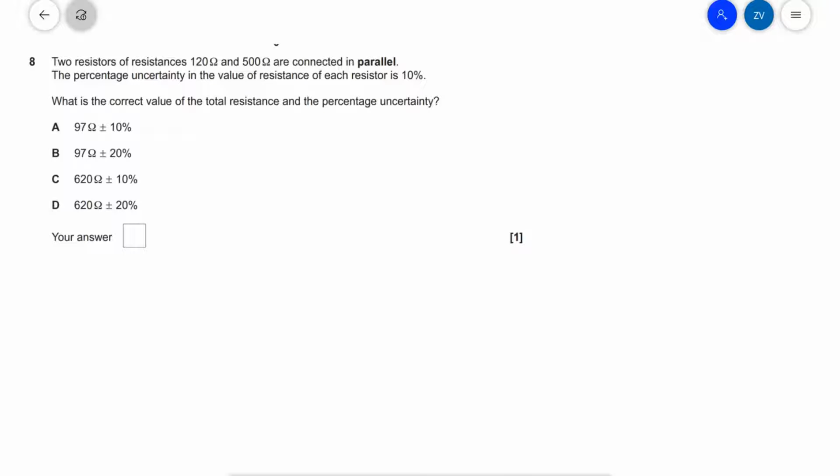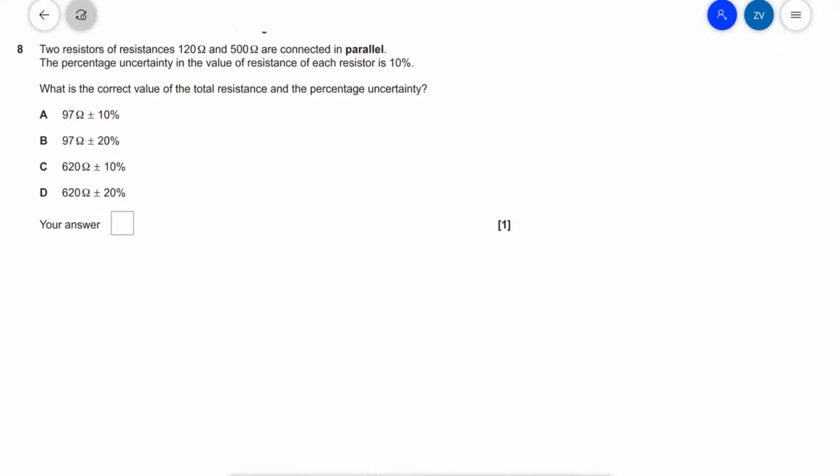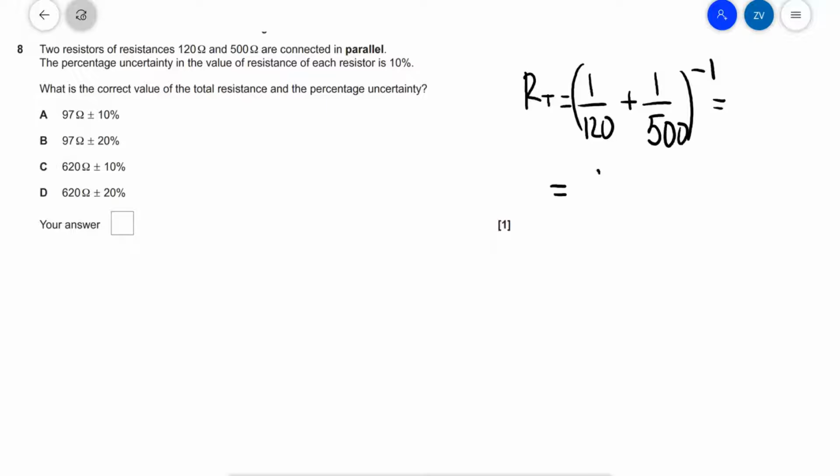Now, this is not a straightforward formula which is directly covered by the formulae for uncertainties that we looked at. We know that the total resistance is going to be given by 1 over 120 plus 1 over 500, raised to the power of -1, and if we put that into a scientific calculator, we are going to get about 97 ohms. Okay, well, how do we find the percentage uncertainty in that value?